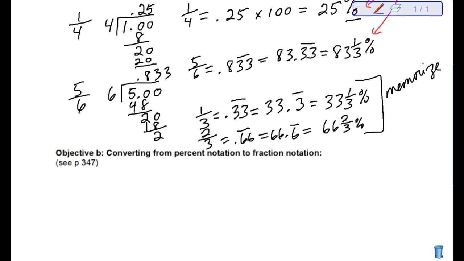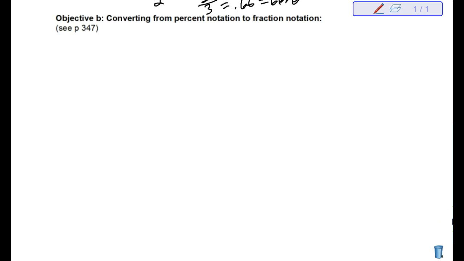Our second objective in this section is the trickier one, and that is taking a percent and turning it into a fraction. It's on page 347. Examples 7 and 8 are the two that you want to pay a lot of attention to because they're the difficult ones. Okay, so let's take a look at the 2 steps to convert from percent to fraction. Step number 1, use the ratio idea.